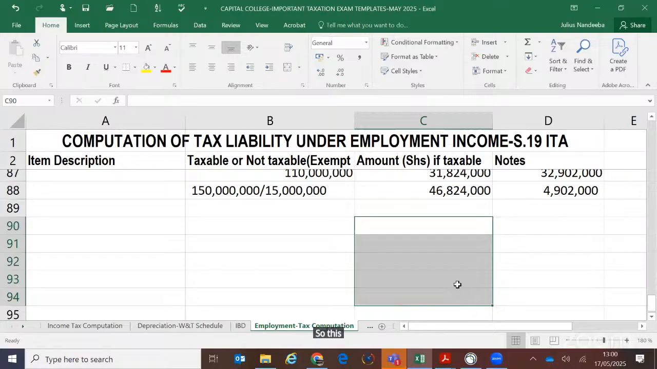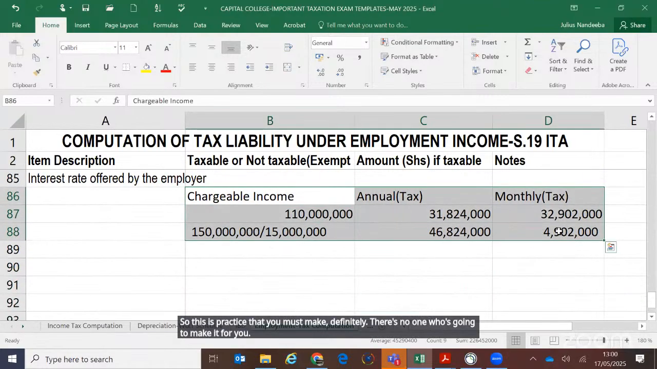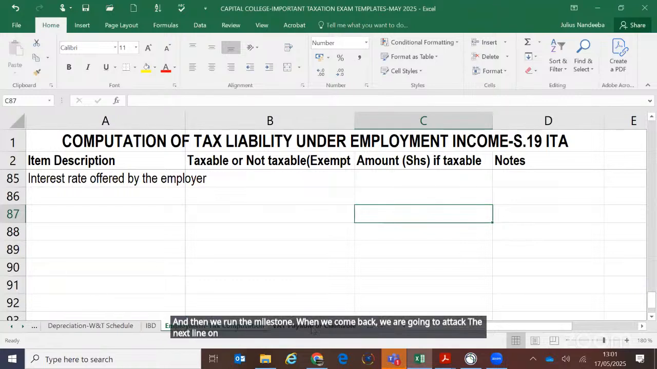So this is practice that you must make, definitely. There's no one who is going to make it for you. Okay, so it's one. We are going to go for a 1 hour break, and then we run the milestone. When we come back, the next item on the agenda is VAT.